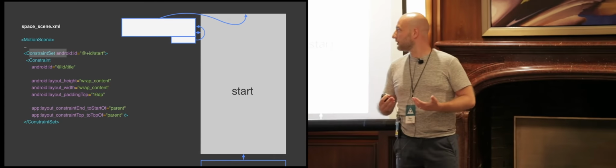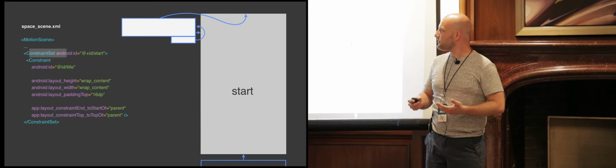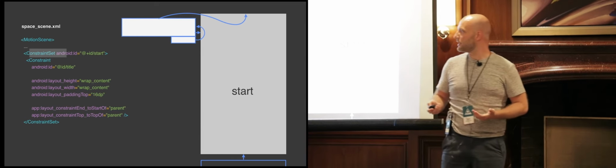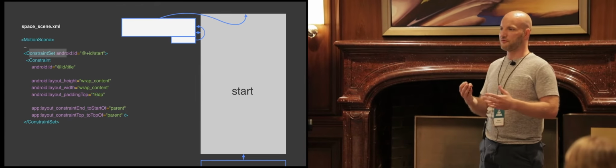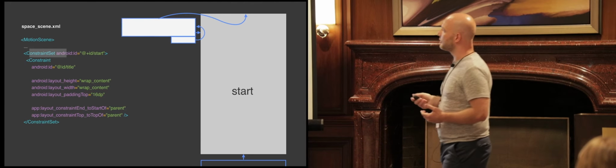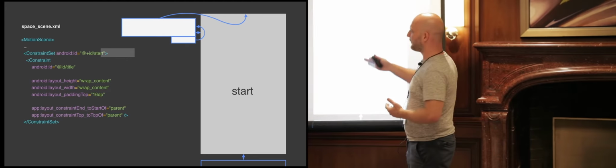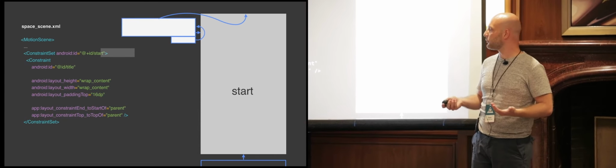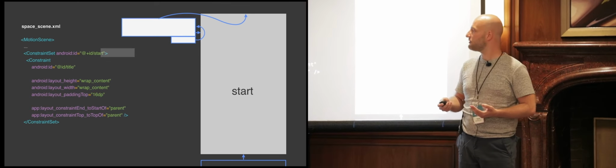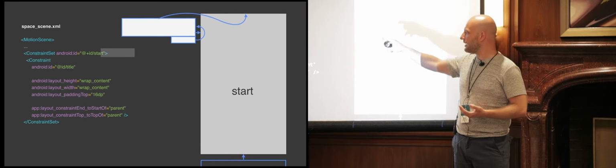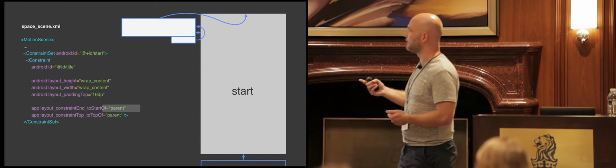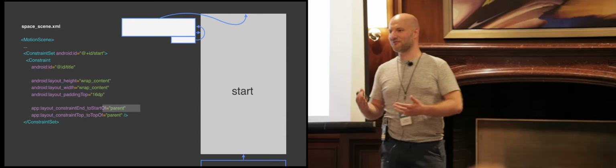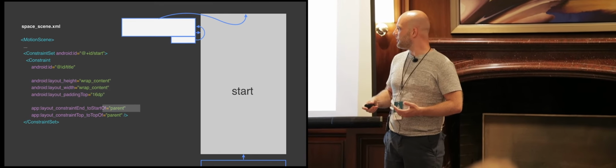So in order to define the start, this is still in that motion scene file, I am going to make a constraint set. I'm going to give it a name, and then I'm going to, in that, define a whole bunch of constraints. These are the same constraints that we were drawing before with the blue dots or the blue lines in the visual editor. But now we're going to specify them completely in XML. So we're going to say what view we're modifying the constraint of, and then we're going to tell it the height, the width, and the padding. And in the current alpha of motion layout, you have to specify this on every single constraint in every single constraint set. I don't know if that's going to be in the final version. And then you give it the constraints that you need.